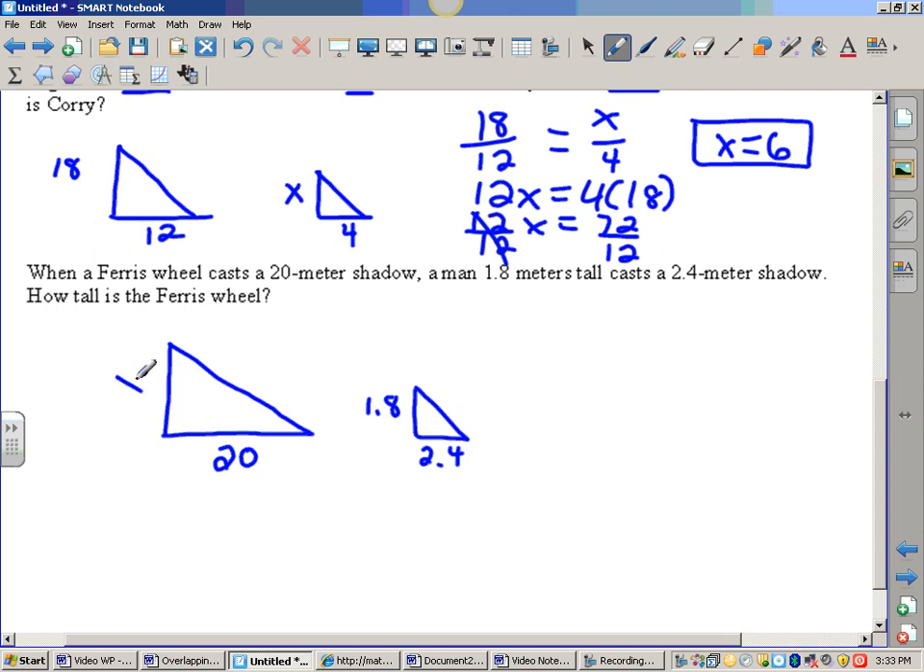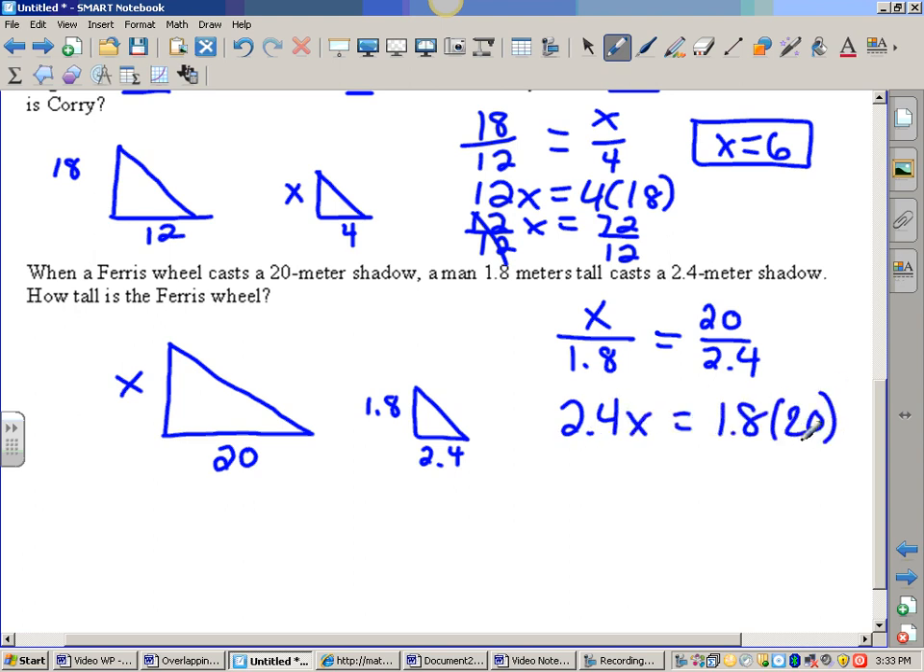We want to find out how tall the Ferris wheel is. I know we're missing a side length. We're missing the third side, or what looks like a hypotenuse here. But that's okay. You only need two sides to make your proportion. So x is to 1.8 as 20 is to 2.4. They have to be in proportion. Now we're going to cross multiply like always, and we get 2.4x is equal to 1.8 times 20.